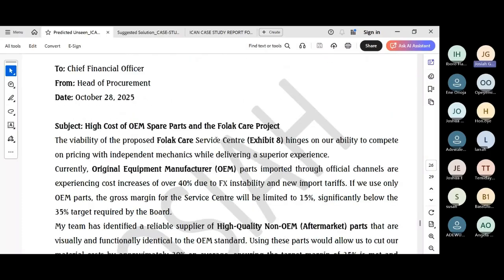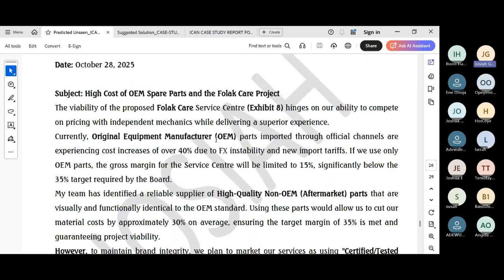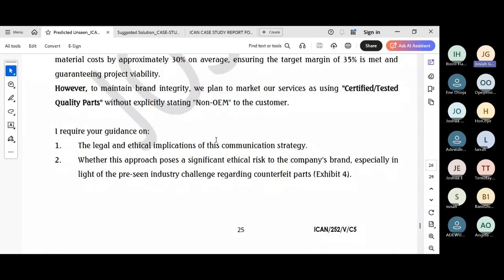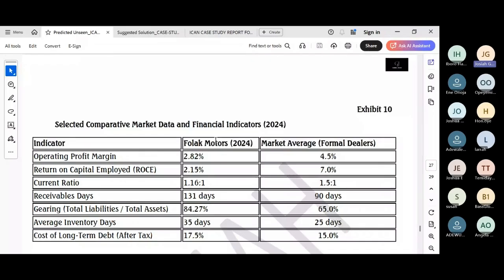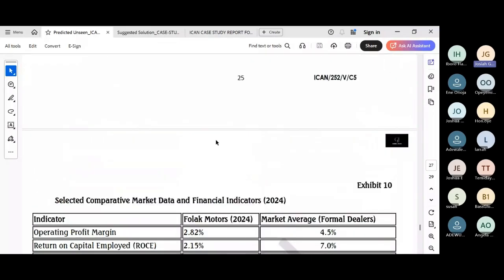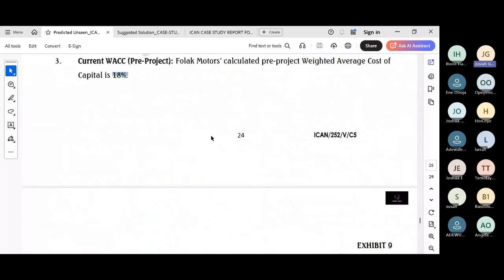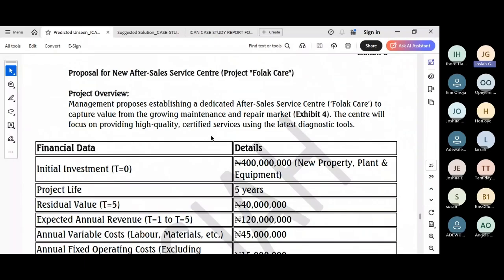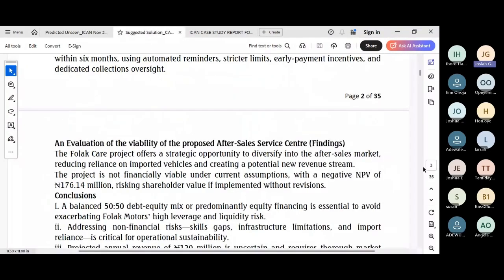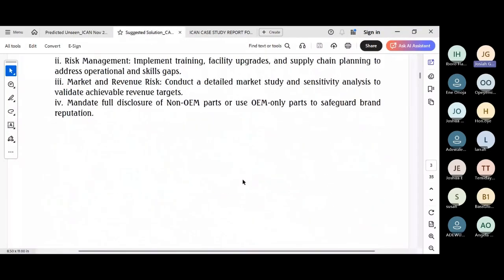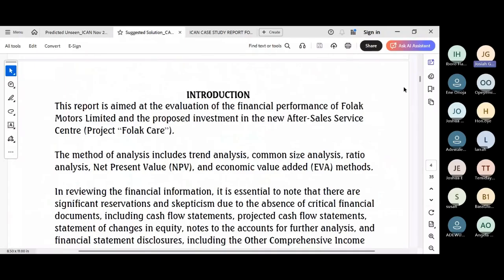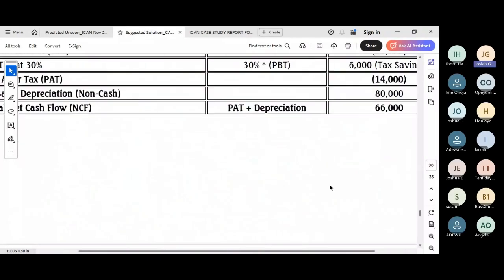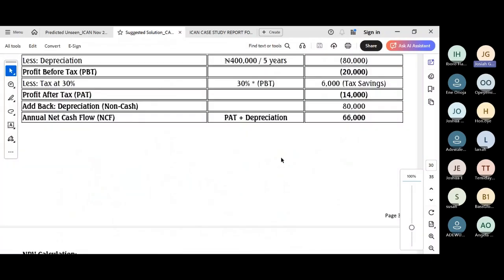All right, so we also have this Exhibit 8 on the issue of original equipment manufacturer. We read it. We have the market data analysis. All right, so let's go to the numbers. Let's speak to these numbers. It's not quite a complex one. Lately, the examiner has brought very serious and complex computations in requirement 2. So try to see how to navigate them.